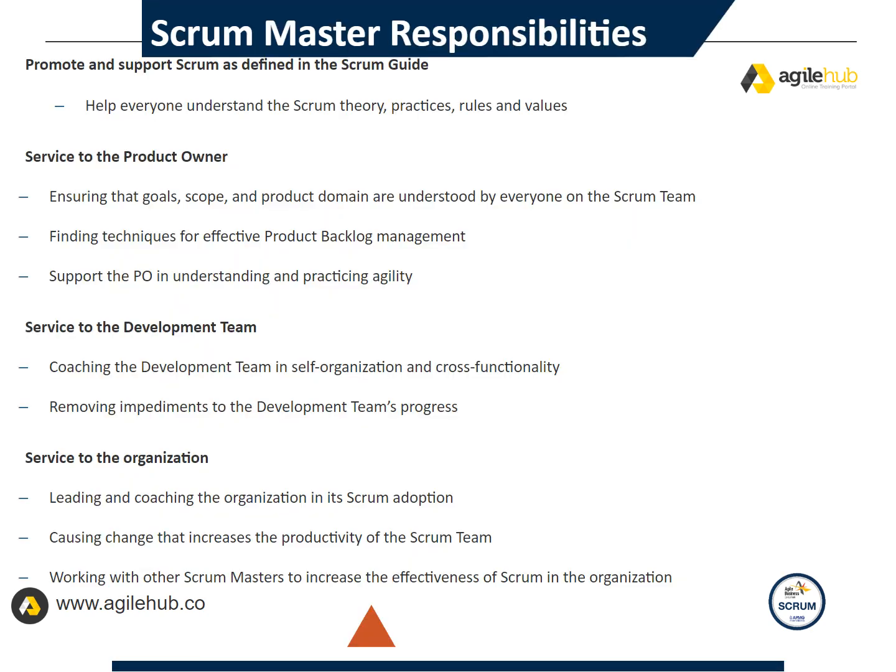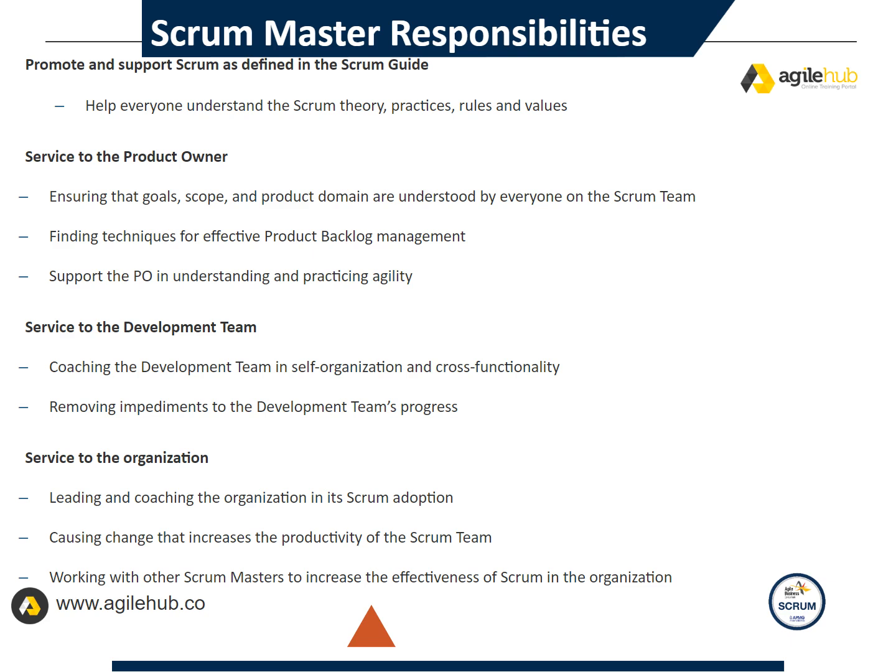Scrum Master responsibilities can be identified as promote and support Scrum as defined in the Scrum Guide, helping everyone understand the Scrum theory, practices, rules, and values. Service to the product owner. Ensuring that goals, scope, and product domain are understood by everyone on the Scrum team. Finding techniques for effective product backlog management. Support the PO in understanding and practicing agility.